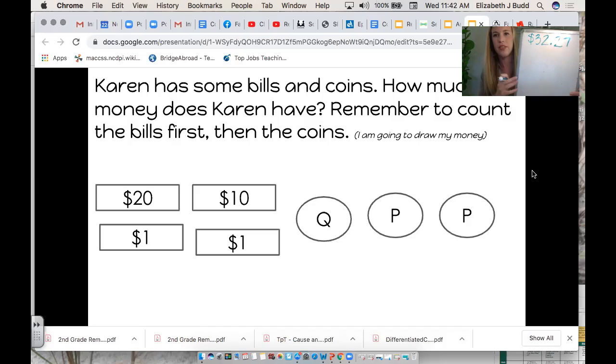So our total is $32.27. Make sure that decimal is there. This is also equal to 3,227 cents. That's a lot of cents.